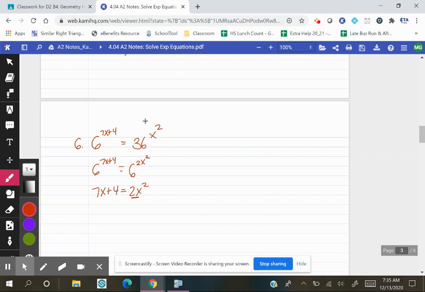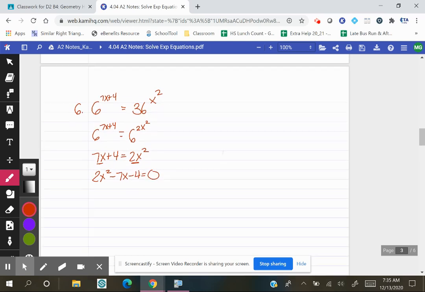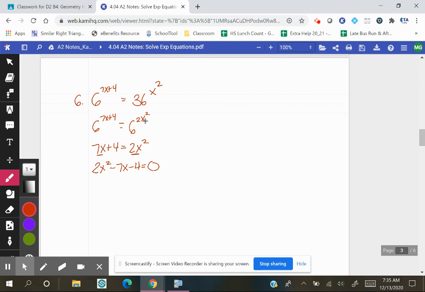And again, we have an x squared and an x, so we want to get that equal to 0. We want to keep x squared positive, so I'm going to subtract the 7x and the 4 to the other side, to the right side. And now I look for a GCF. I don't have one. Once we get x squared and x equal to 0, then we need to factor. And since there's a 2 in the front, you want to use, you guessed it, P's and C's.